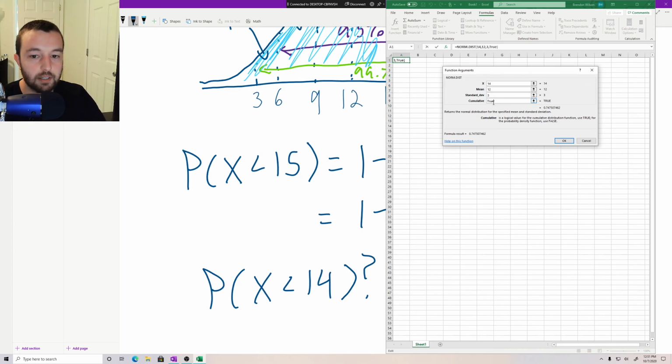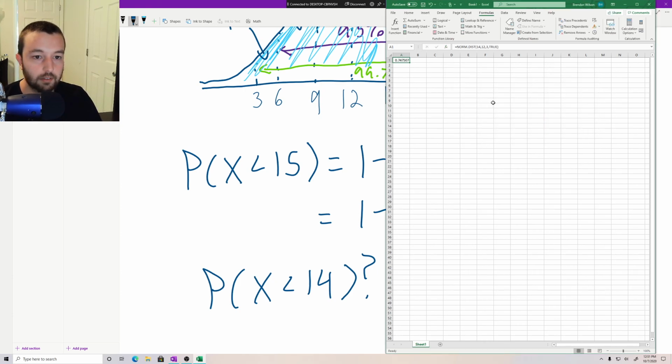If we have what's the probability that x is less than something, we're using the cumulative distribution function. It's going to say 0.74. If we say false, it doesn't use the cumulative distribution function. It uses the probability density function. We're using true here, so it's going to be 0.74.